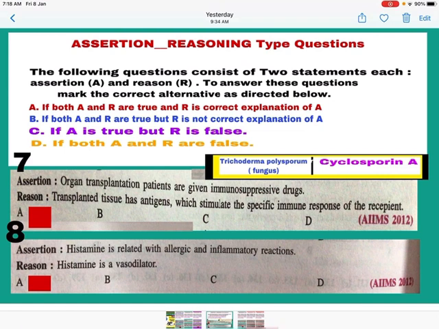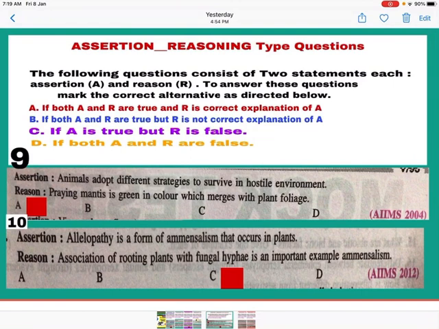और ये क्या करता है, ये blood vessels को dilate कर देता है. As a result, blood starts flowing towards the site of your body the allergens affected. And this causes inflammation. So here A is correct, R is correct, and R is the correct explanation for A. So mark A. Question number 9 पर आइए.